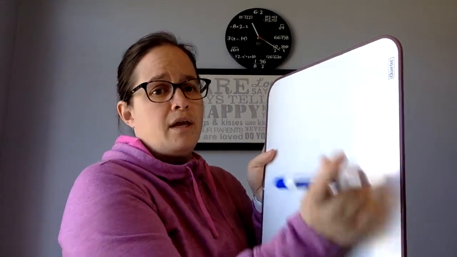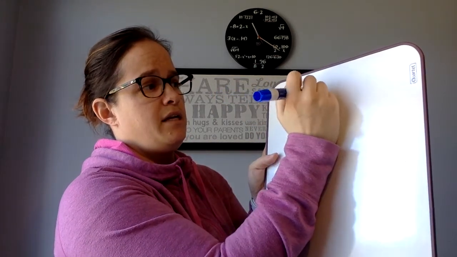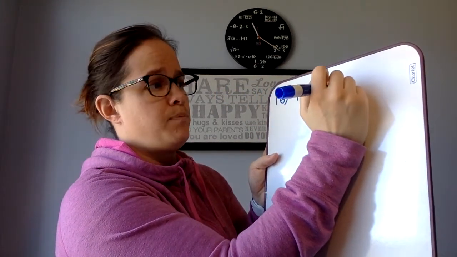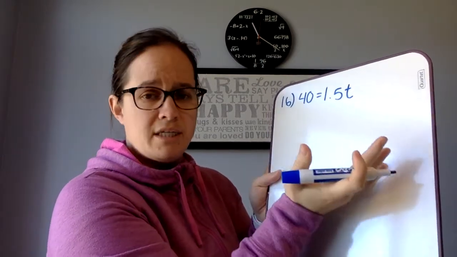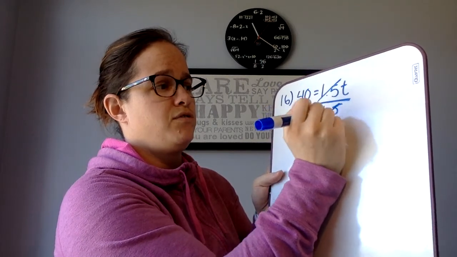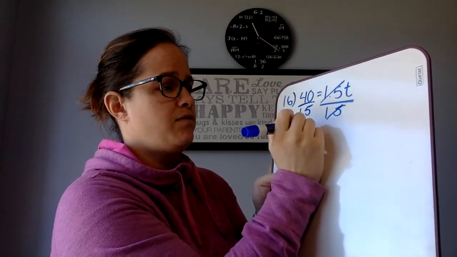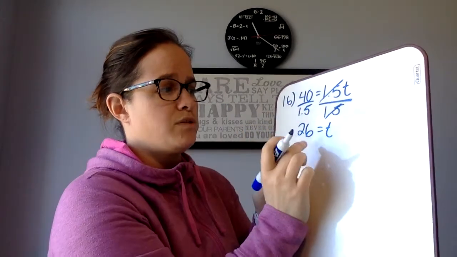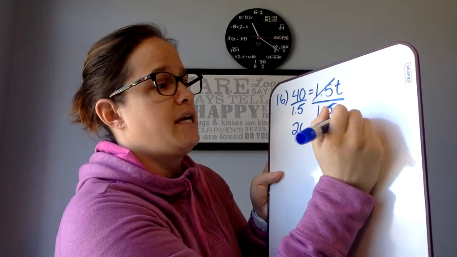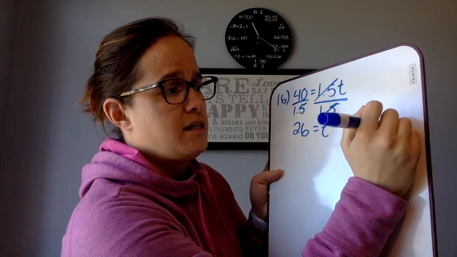So this question is asking you to do 2 things. First, we want to know if he's got $40 to spend and he pays $1.50 per ticket, how many tickets can he get? Well, we're going to isolate. Divide by 1.5, and then divide this side by 1.5. We get 26 equals T, and T represents the tickets. So just this regular, he gets 26 tickets.